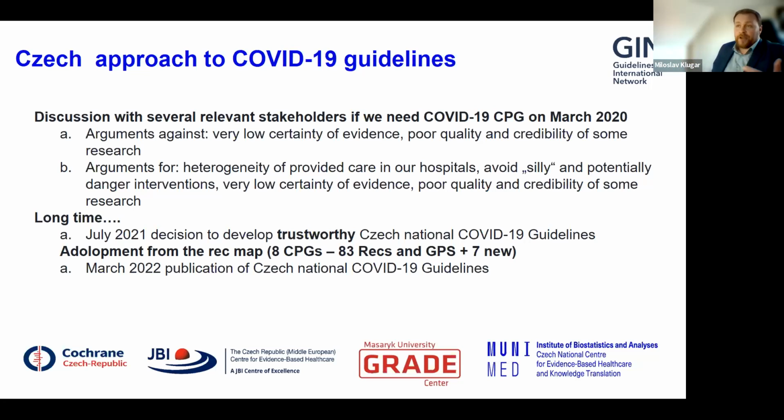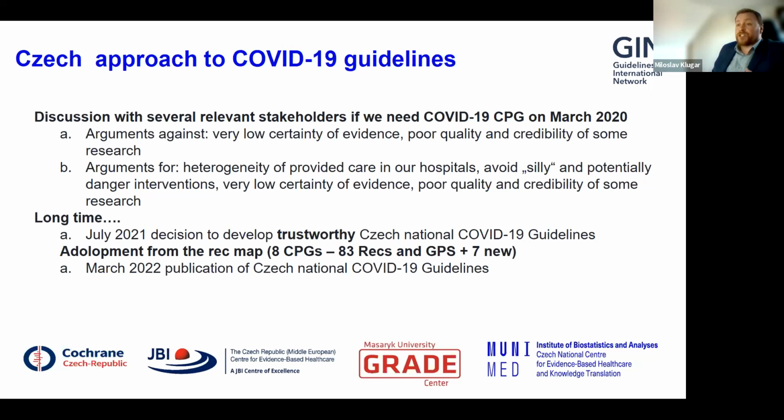Of course, the arguments for, which are sound, include the heterogeneity of provided care in our hospitals. Unfortunately, we've seen many not very good examples. So a guideline can avoid silly and potentially dangerous interventions, which unfortunately happened in some of our settings. And of course, very low certainty of evidence and poor quality and credibility of some of the research. However, robust guideline development can actually help to distinguish high quality research from low quality research and inform the guidelines and recommendations.